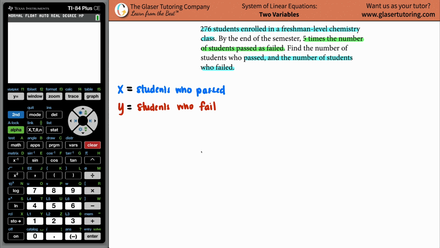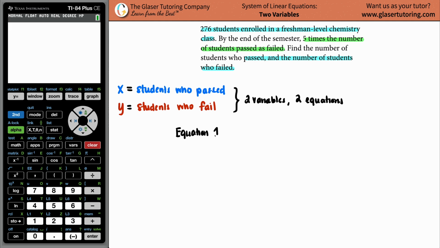So, now, the main thing here, and it's imperative that you remember, is that the total number of variables that you have equals the total number of formulas you need. So in this case, you have 2 variables, right? You have X and you have Y. That means that you have to have 2 equations. So let's start it off. Let's find out equation number 1.